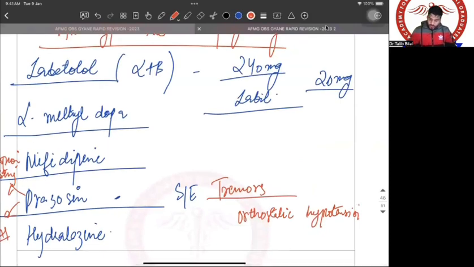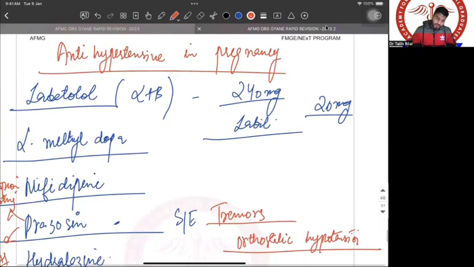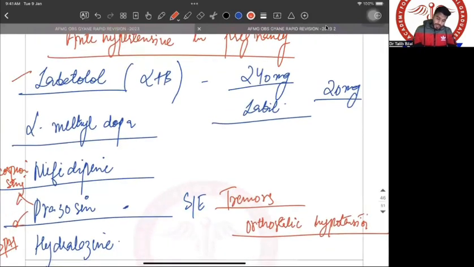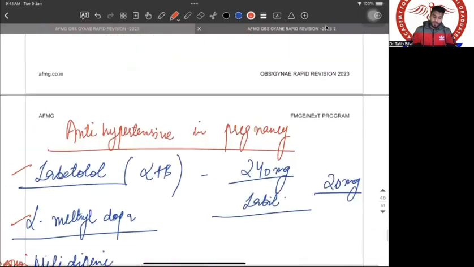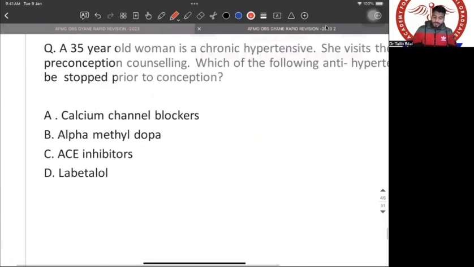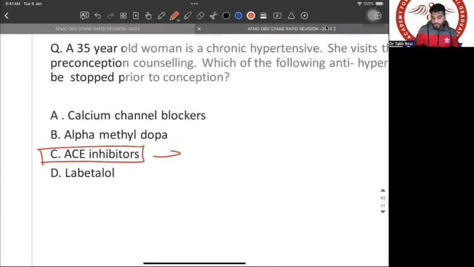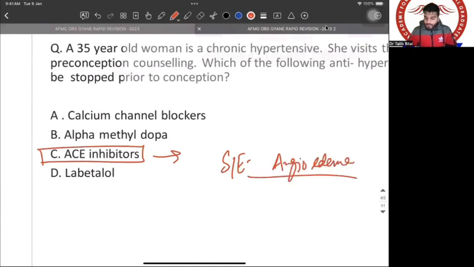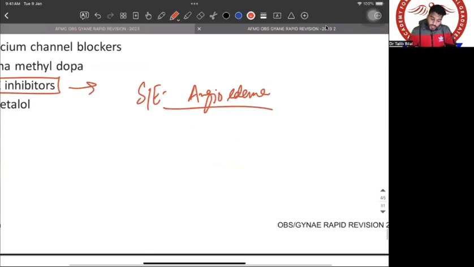Okay. So remember, if I talk about orthostatic hypotension, the drug is midodrine. Pulmonary artery hypertension, the drug is bosentan. Remember these things. So here, just remember these 5 drugs, guys: labetalol, alpha methyldopa, nifedipine, prazosin, and hydralazine. So out of the following, which drug is stopped prior to conception? ACE inhibitors are stopped. What is the side effect of ACE inhibitors? We have angioedema.